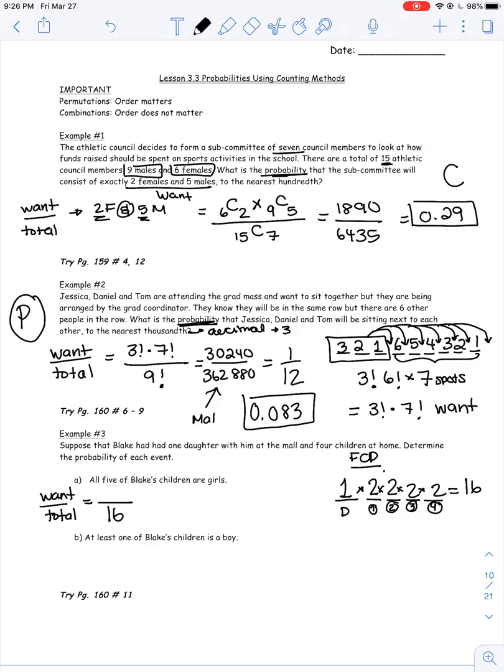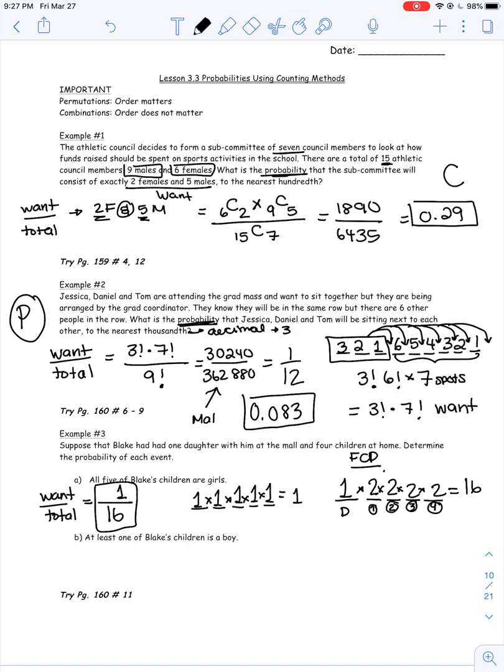outcomes that can occur. Now, we want to figure out how many ways can all 5 of Blake's children be girls. Well, there's 5 spots. We know that the first one's going to be a girl. The second one's going to be a girl. The third one, the fourth one, the fifth one, all girls. If you multiply all these numbers, you get 1. There's only 1 out of 16 possibilities that all of Blake's children will be girls. So that's your answer.